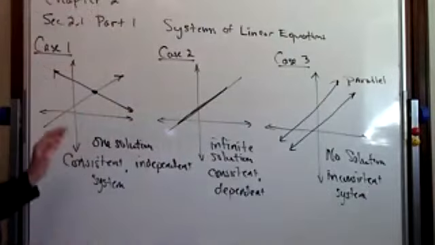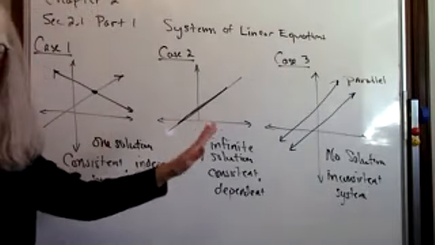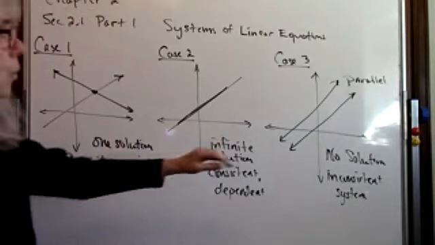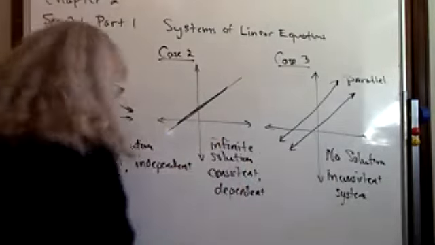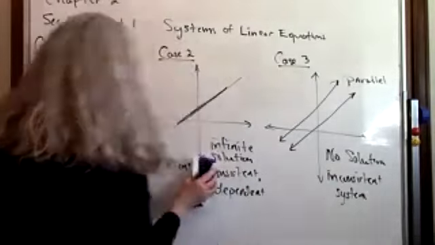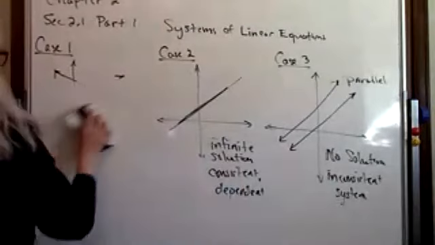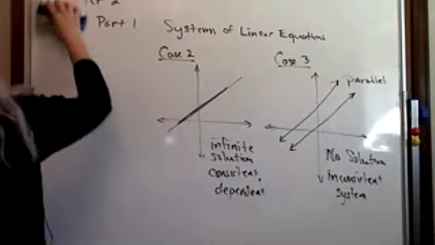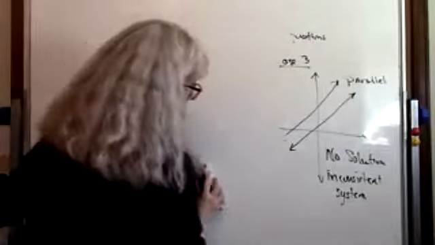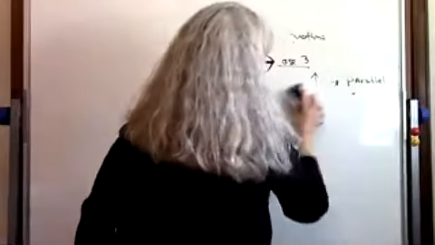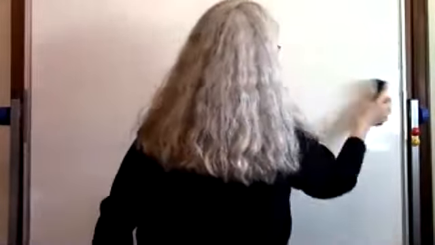So let's look at an algebraic example of each of these scenarios. How are you going to tell when there's no solution? How are you going to tell when there's an infinite solution? So let's tackle 3 examples that back up each of these.